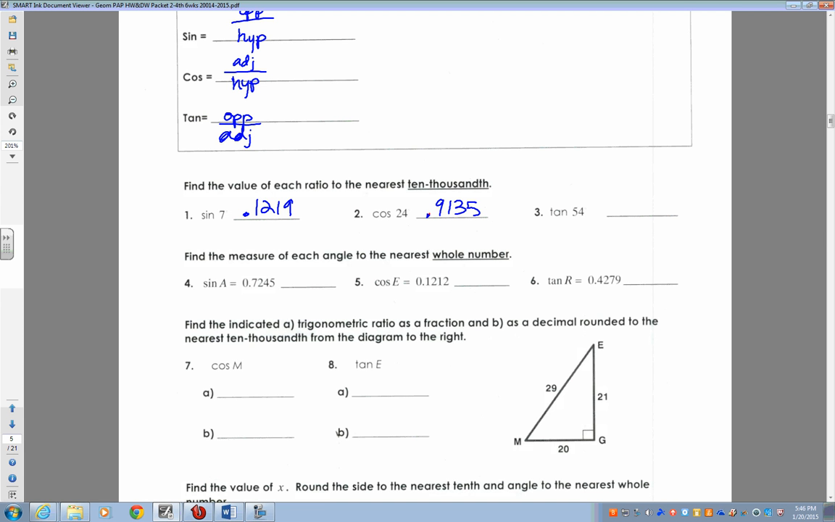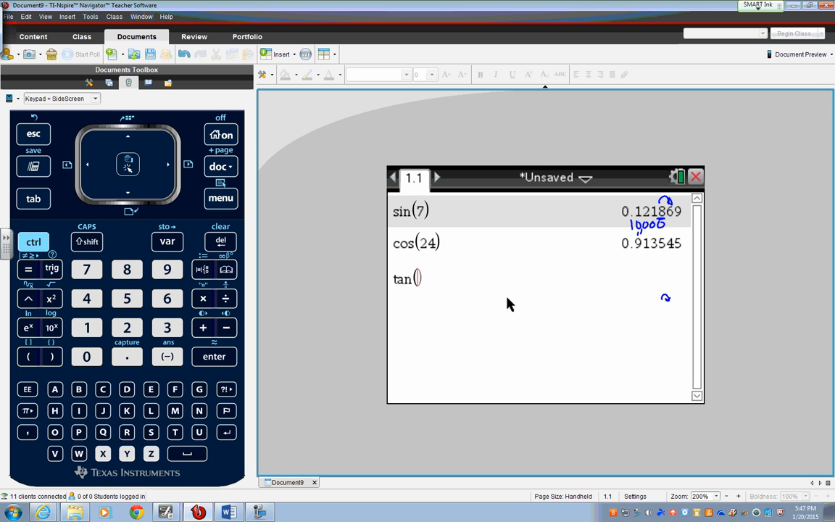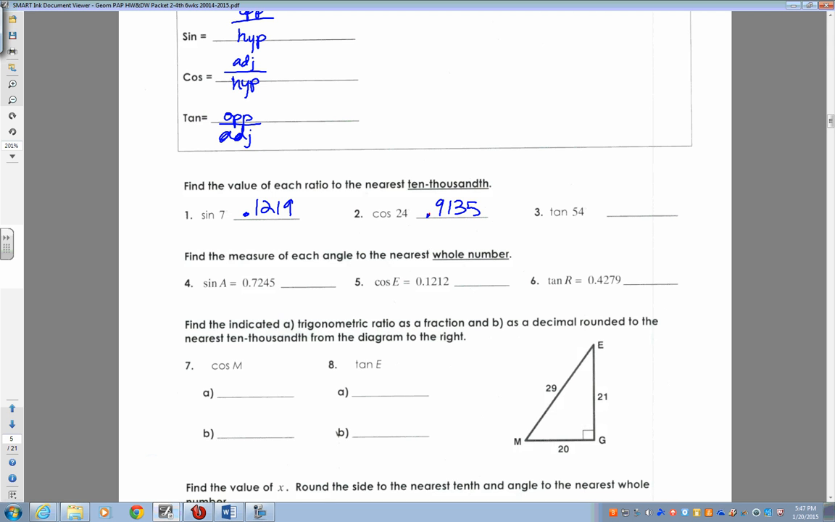0.9135. So try the tangent of 54, and yes, it will be greater than 1. So when I go to trig, tangent, 54 degrees, yes, we have 1.376838, but we're still rounding to the nearest 4th decimal place. So when we put in our answer to the nearest 10 thousandths, it's going to be 1.3768. So that's just finding the tangent ratio to the nearest 10 thousandths.